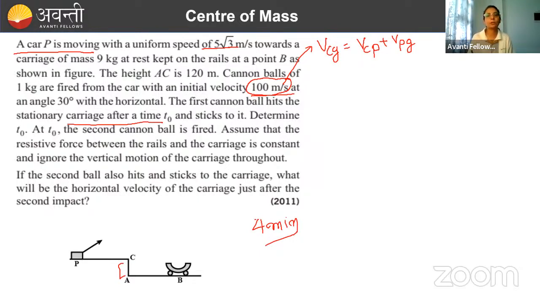How we will calculate t naught? Just go to the projectile motion. In how many types of projectile you must have studied? One तो तुम्हारा होता है ground to ground, means we are throwing from the ground and it is coming back to the ground. So this is ground to ground projectile, and for this projectile all the formulas that we have studied are true, right?